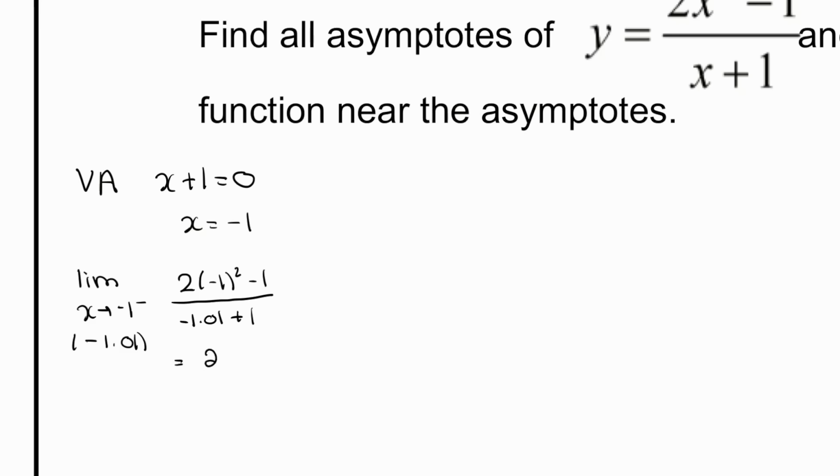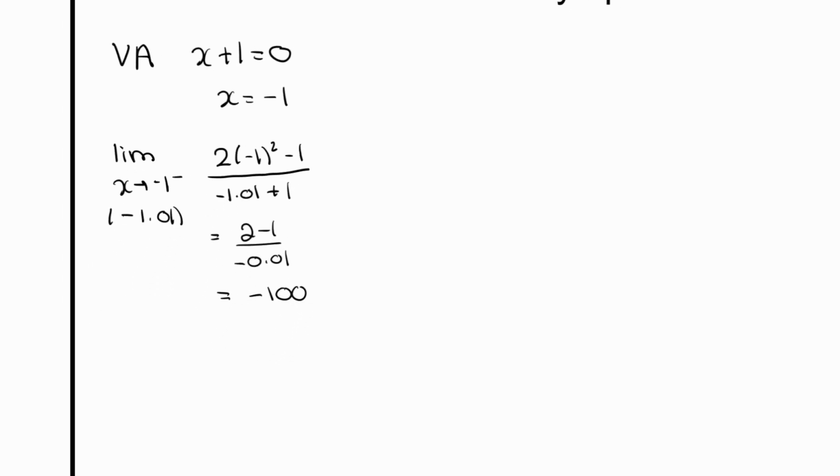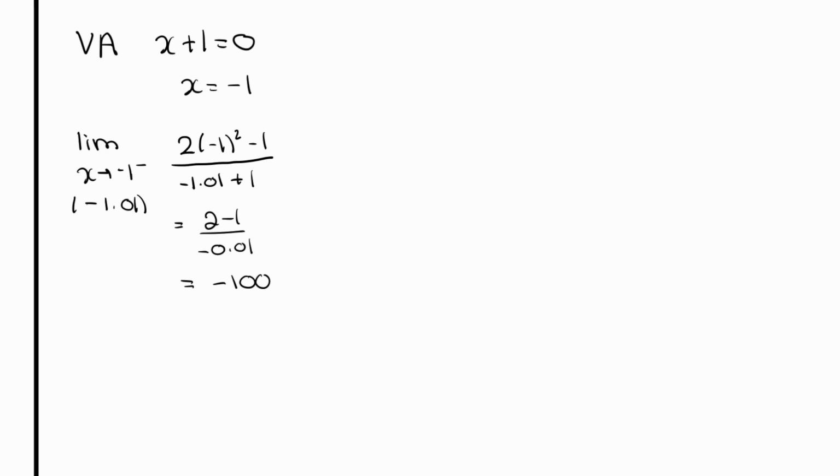That gives us 2 minus 1 all over -0.01, which is going to give us -100. So recall that if this is a negative value, that means that as this function approaches that asymptote at -1, the function itself is going to be approaching negative infinity.